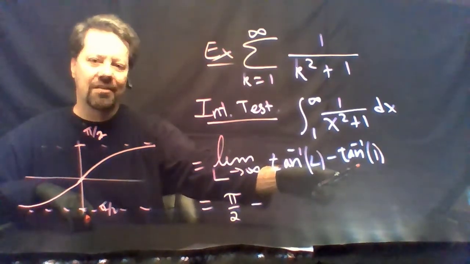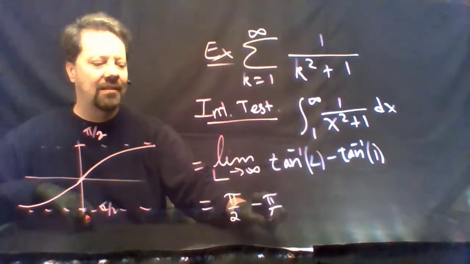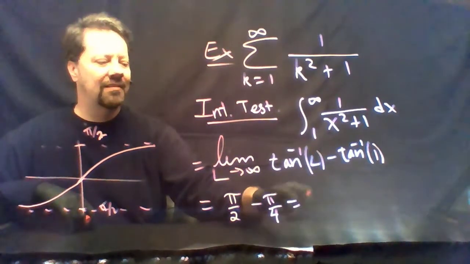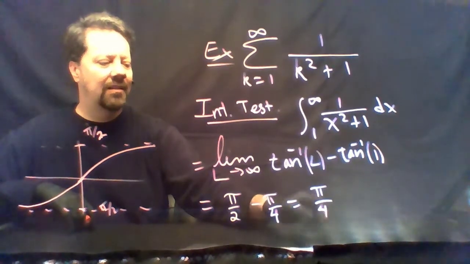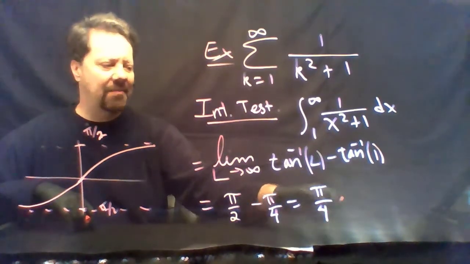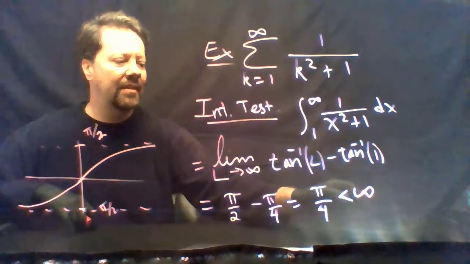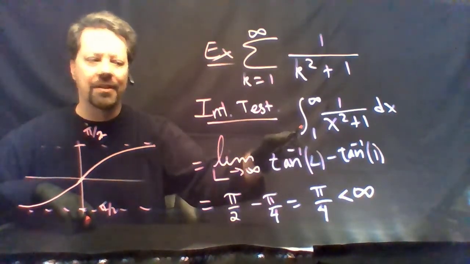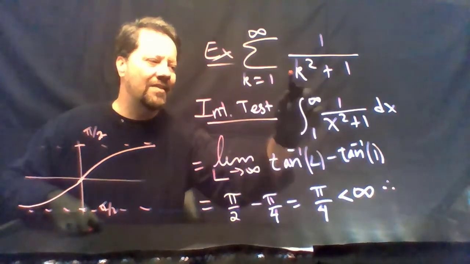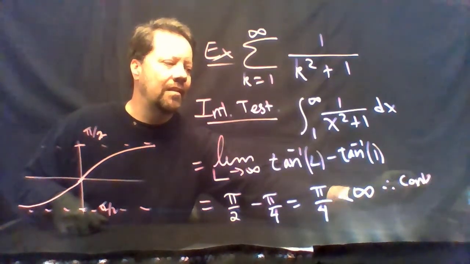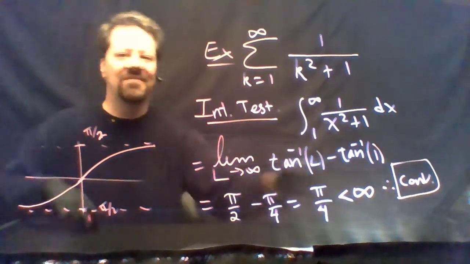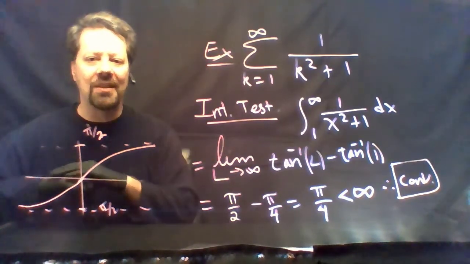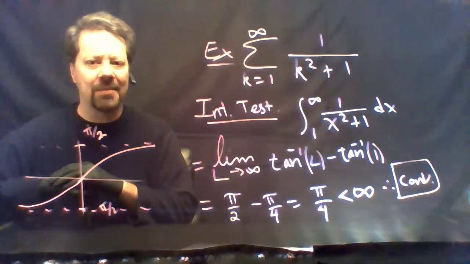And the inverse tangent of 1 is pi over 4, because the tangent of pi over 4 is 1. The value that we get doesn't matter so much. What matters is that the value is finite, which means that the integral converges. That means that the series converges as well. It doesn't tell you what the series adds up to. It just tells you that whatever the sum is, it's finite.